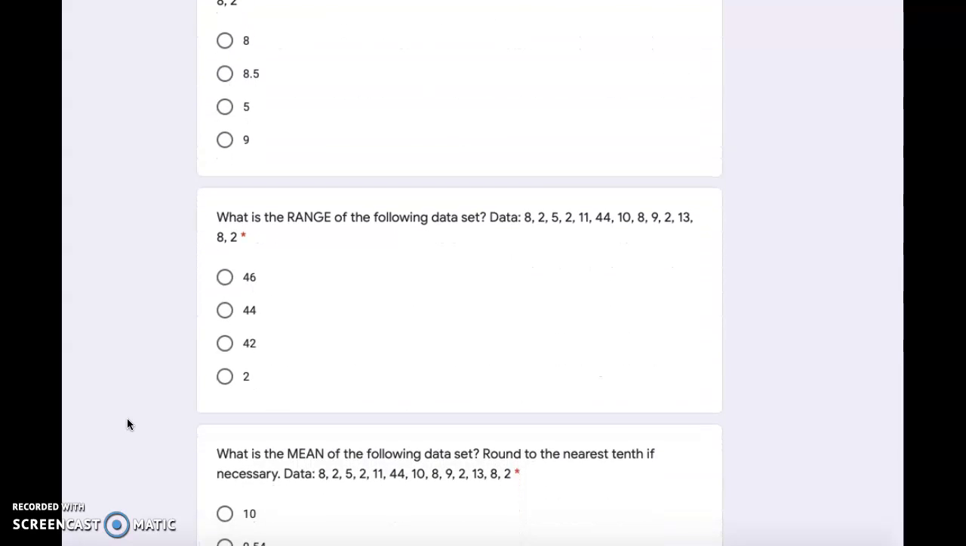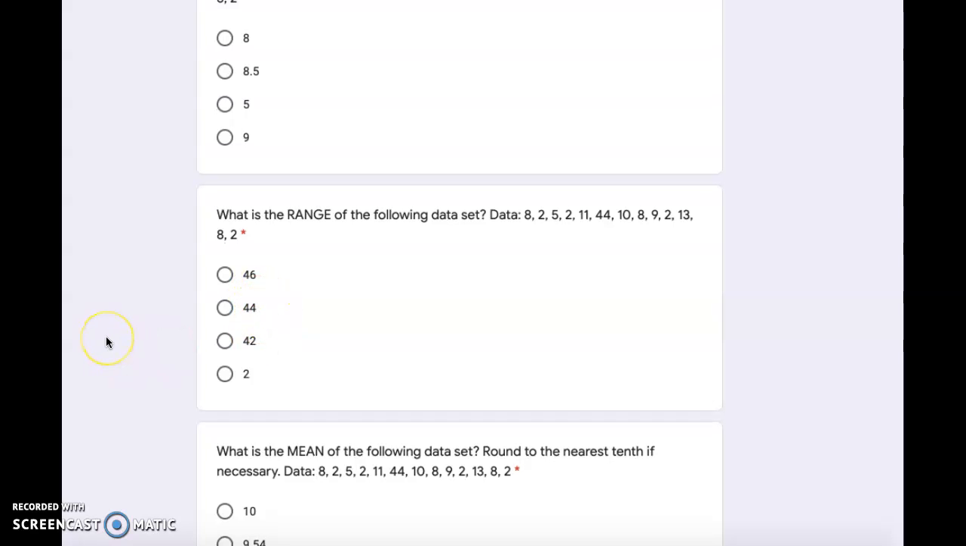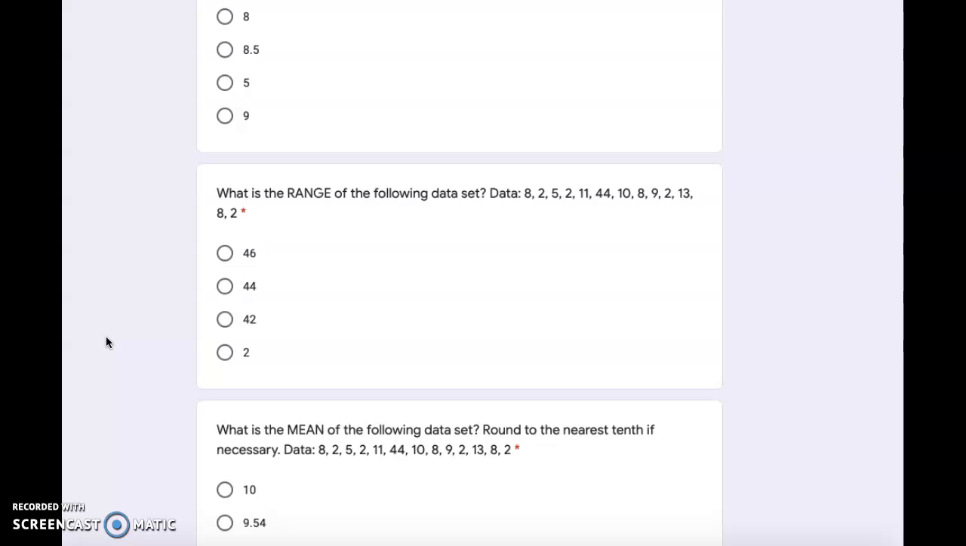Number 3, what is the range of the following data set? Range is the highest number in your data set subtracted by the smallest number in your data set. So is it 46, 44, 42, or 2?